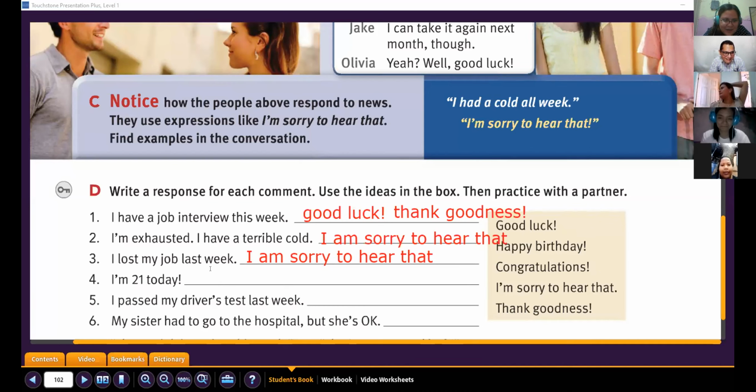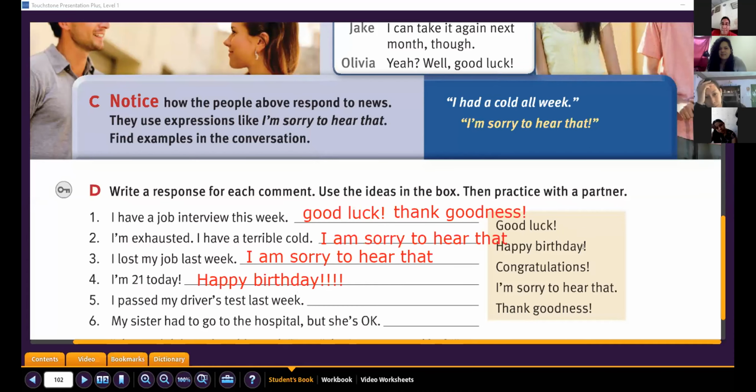All right, let's see. One volunteer to read number four. I'm 21 today. Happy birthday. Hey, happy birthday. Yes, 21. I wish. Mercy, can you read number five?